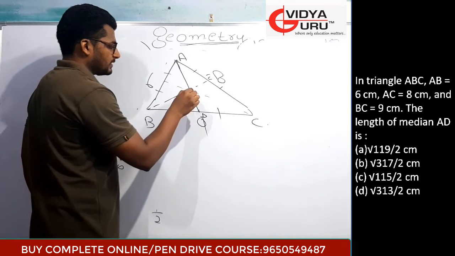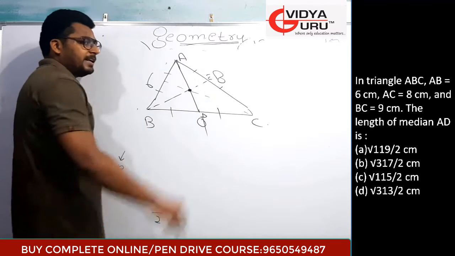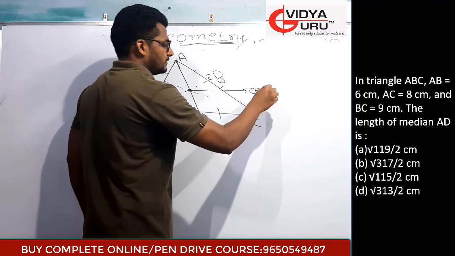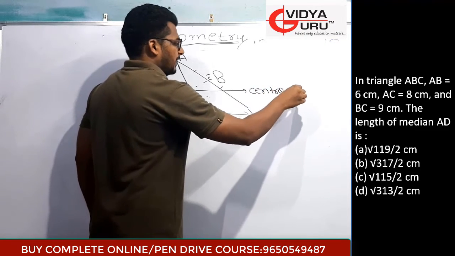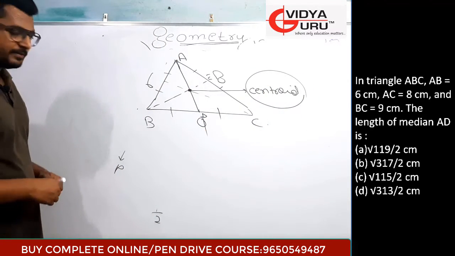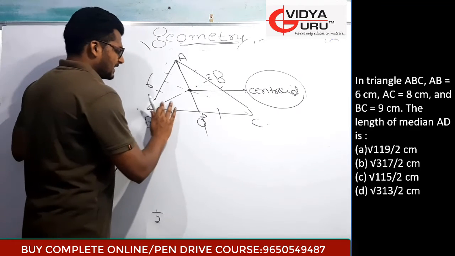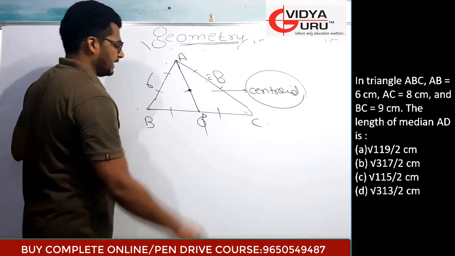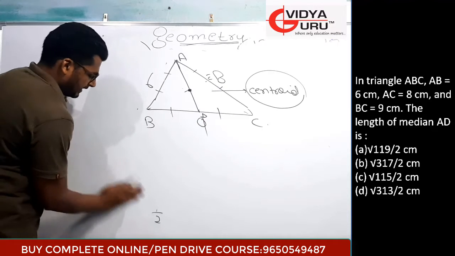And where all the medians meet, what is this called? Centroid. Where all the medians meet, it is called the centroid. So what is the question asking us? The question is asking for the measure of AD. So how can we find AD?